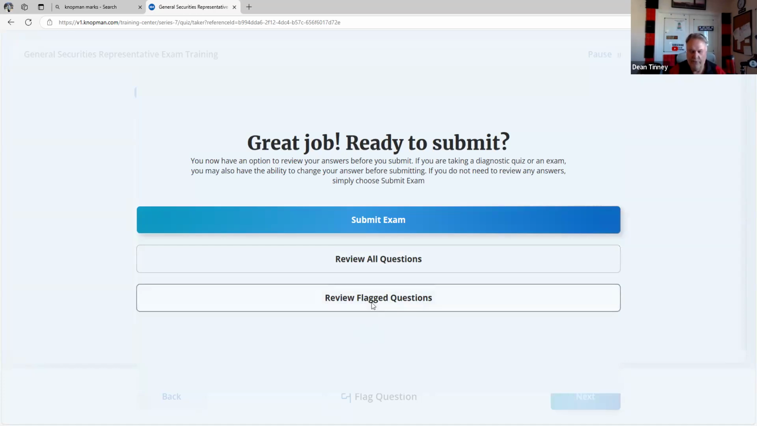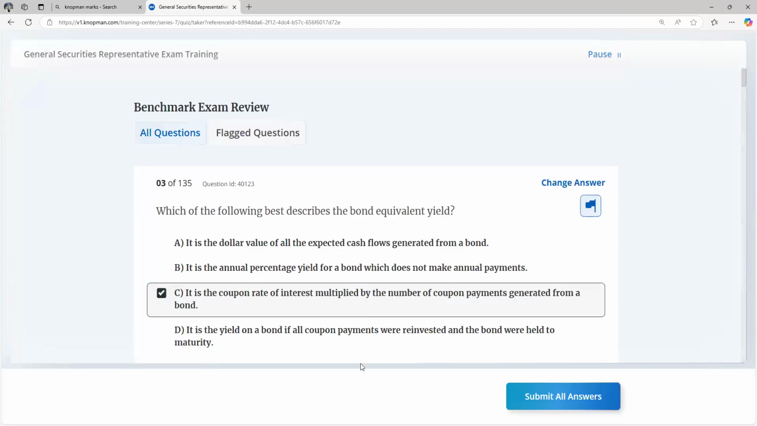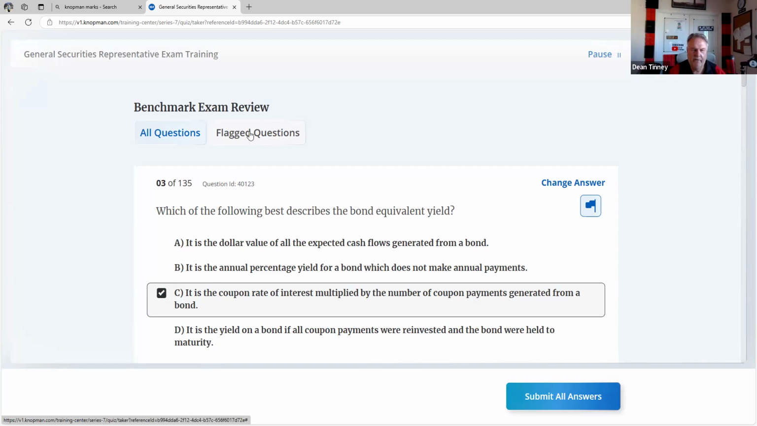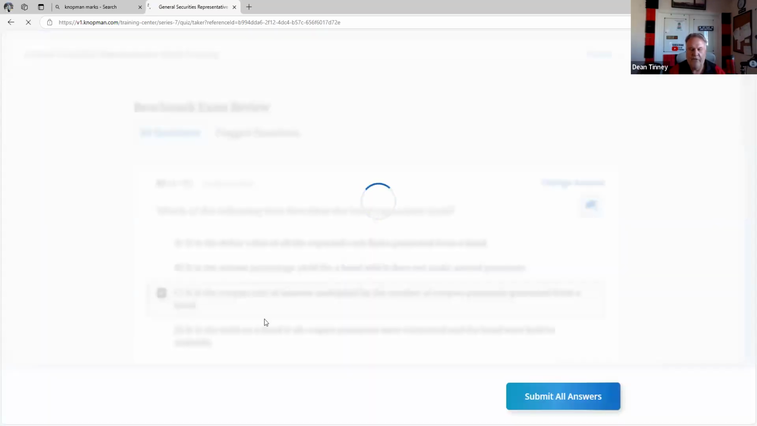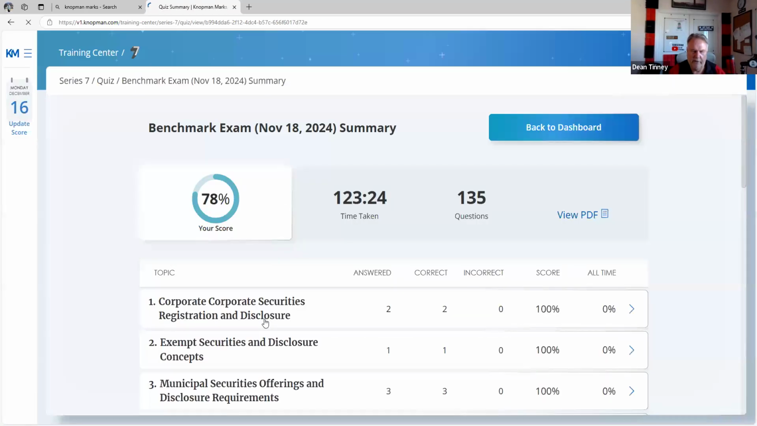Review all questions, review flag questions. How many flags do we have? I don't know. Let's see. Flag questions. Oh, submit all answers. We didn't do that. Submit exam. I guess the flag is so we can go back and talk ourselves out of the right answer.